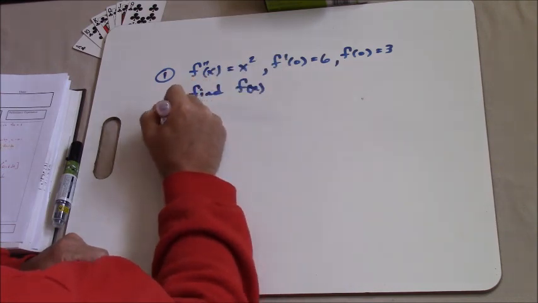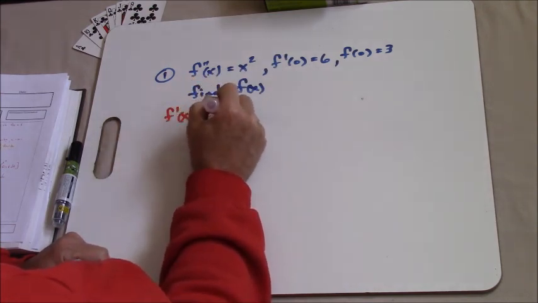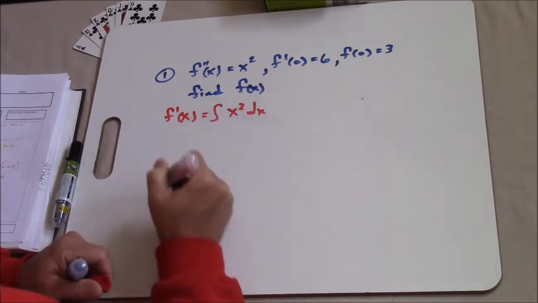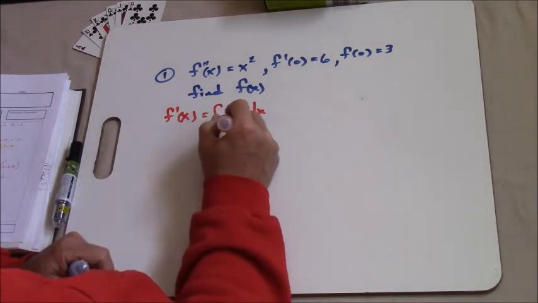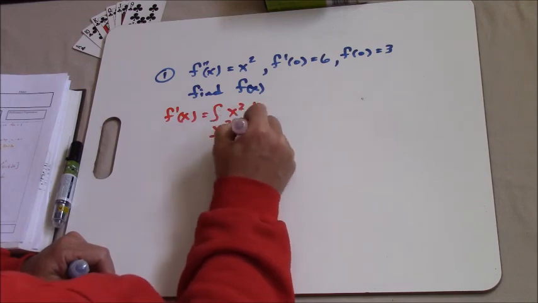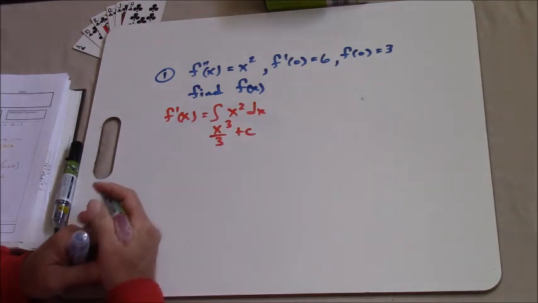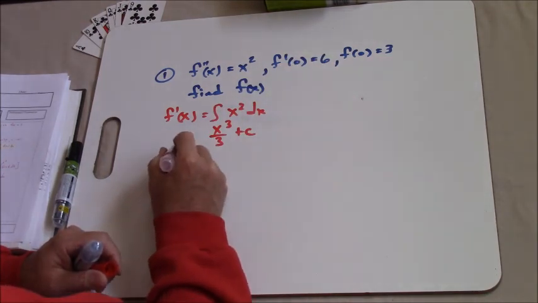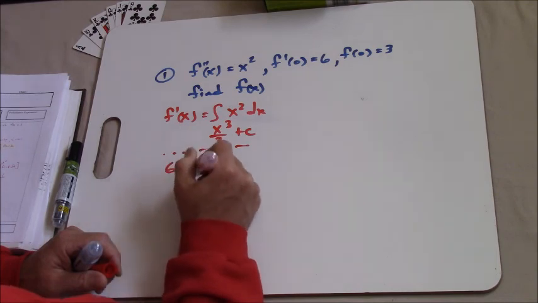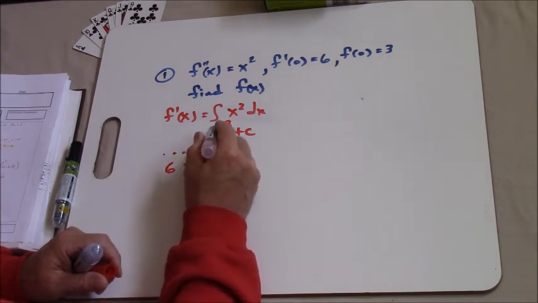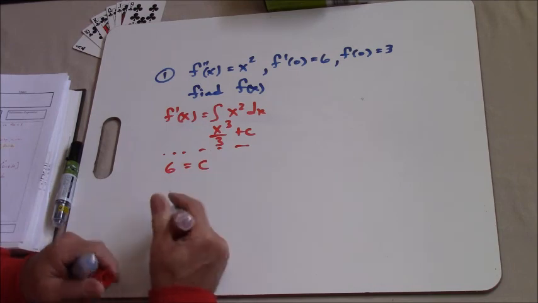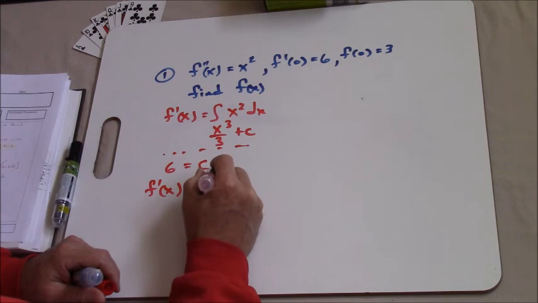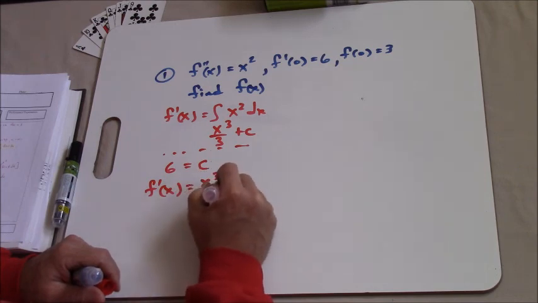To get the first derivative, I need to take the integral of the second derivative. That's just going to be x cubed over 3 plus c. And we know that if we plug in a 0, we should get 6. So 6 equals, if I plug in a 0, I get 0 plus c. There's my c value. So f prime of x is equal to x cubed over 3 plus 6.